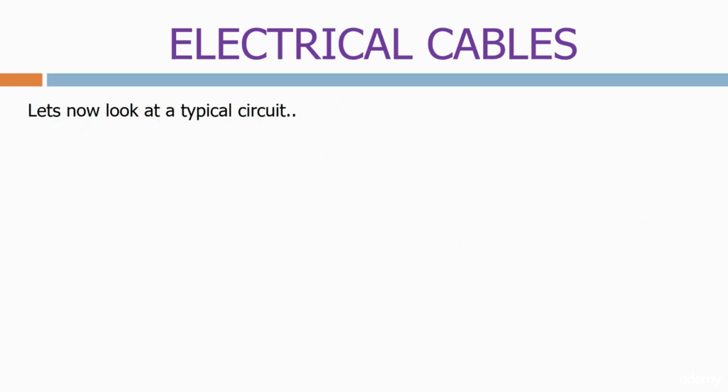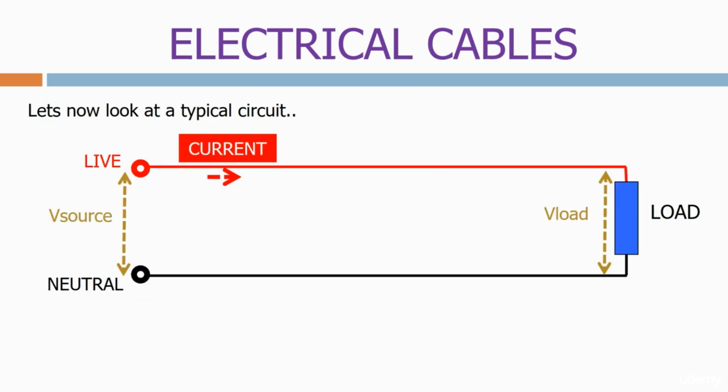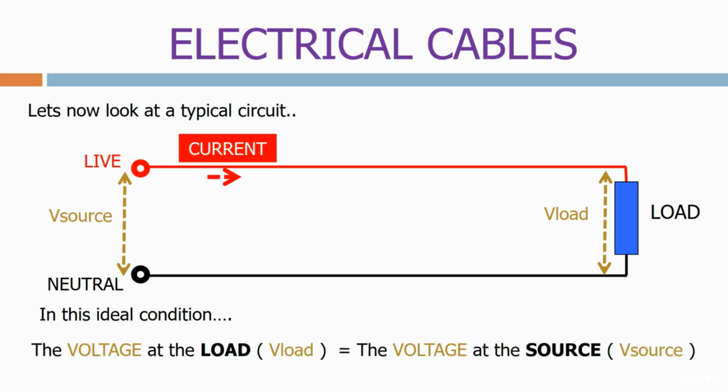Let's now look at a typical circuit. Here we have a standard circuit with a live, a neutral, and a load, with current flowing and voltage V source at the input. In this ideal condition, the voltage at the load, V load, equals the voltage at the source, V source.